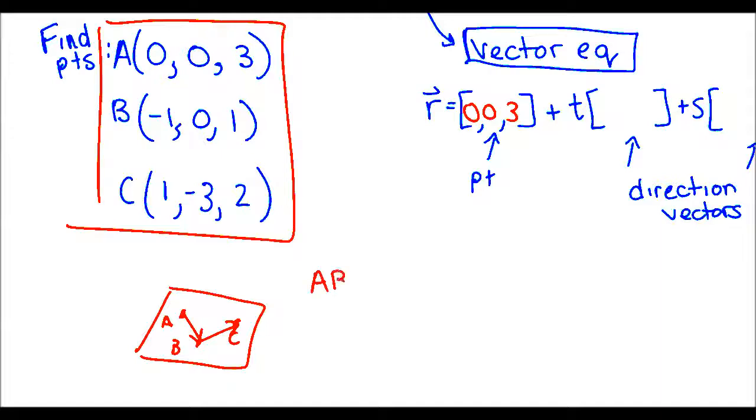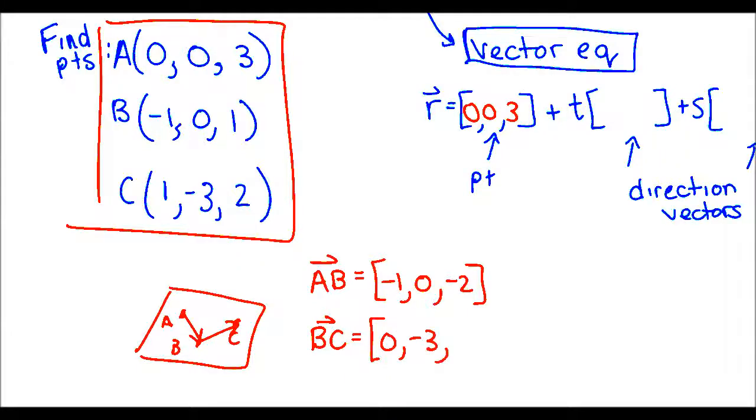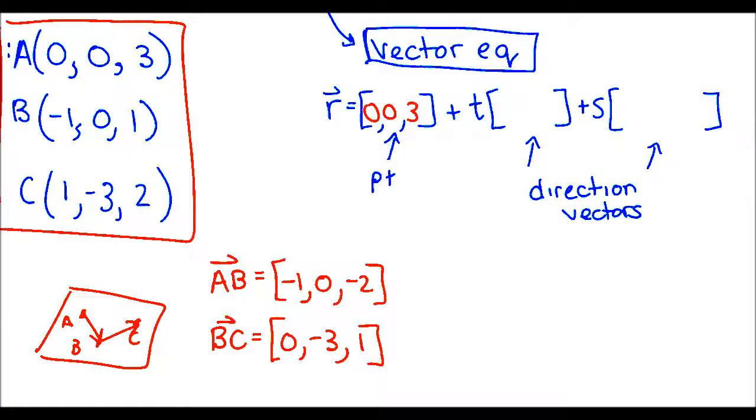So if I wanted to create vector AB, that would be negative 1 minus 0, 0 minus 0, 1 minus 3. And then vector BC would be 1 minus negative 1, 0 minus 0, negative 3 minus 1, 2 minus 1. So that would be the 2 direction vectors that I got. So then I could just plug those into my vector equation.